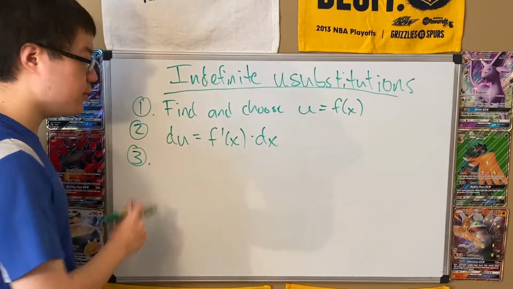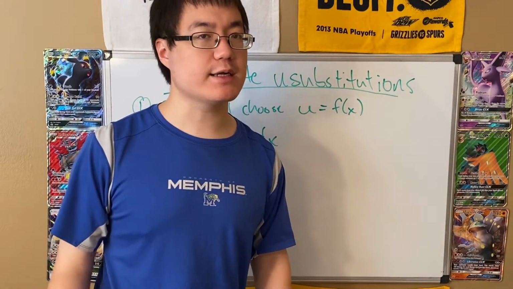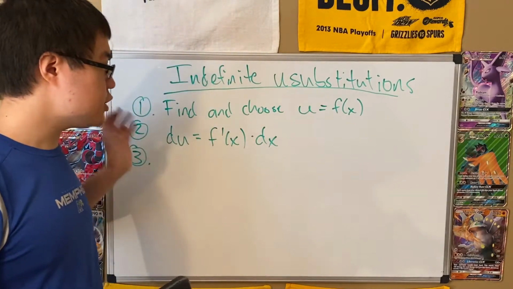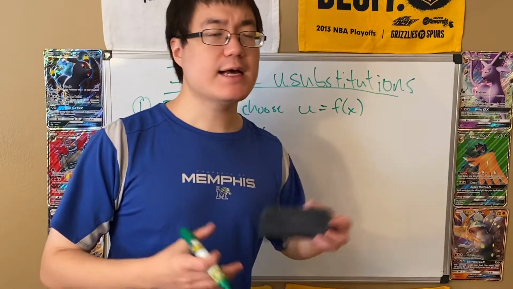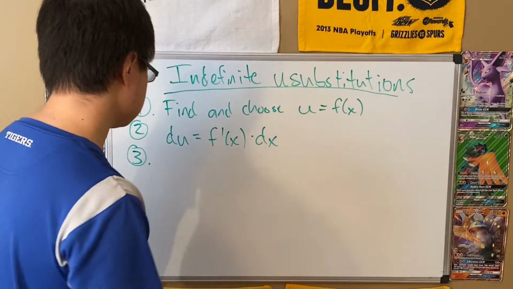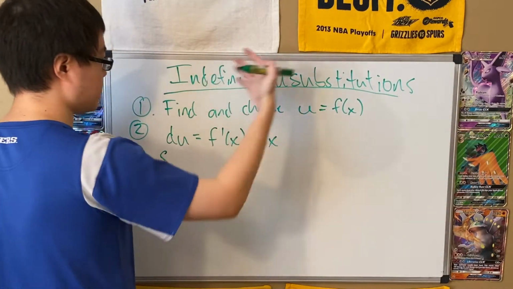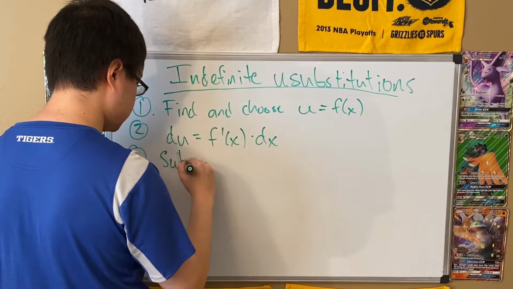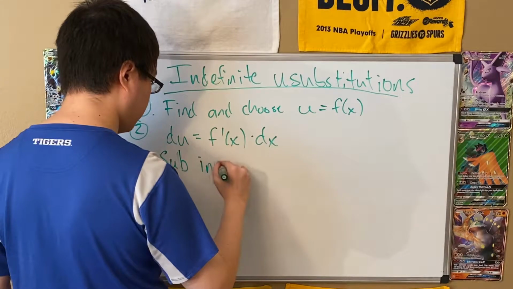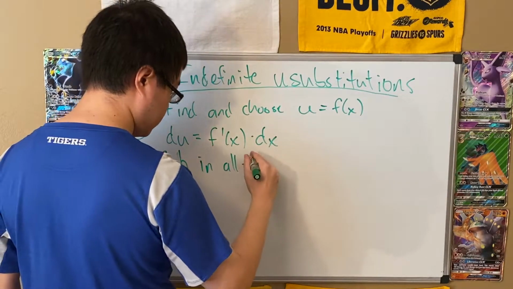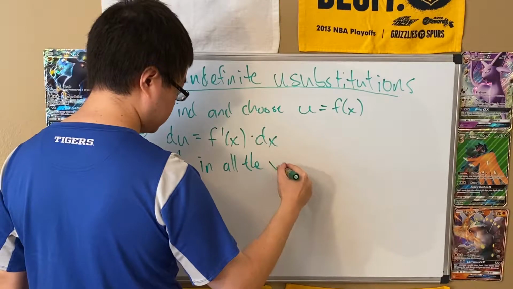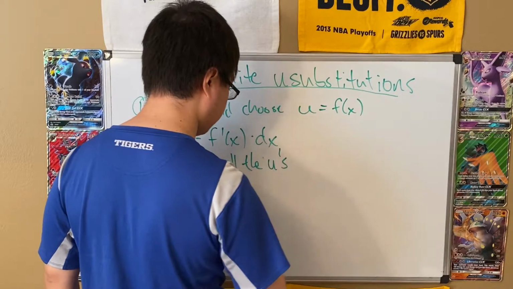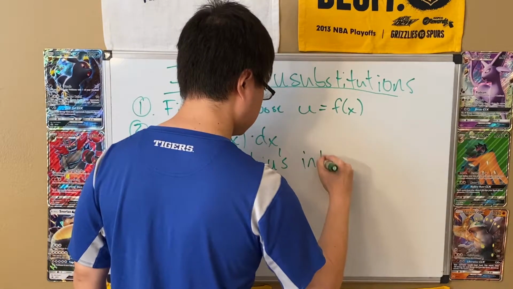The third step is probably the step that you can improve the most as you're practicing these. A lot of my students struggle with this third step. It's going to be changing all the x's to u's, but as you practice this, hopefully it will make more sense. What we're going to do is sub in, that's why it's called U-substitutions, sub in all the x's. Sub in all the u's into x's would be the actual way to say this: sub all the u's into x's.